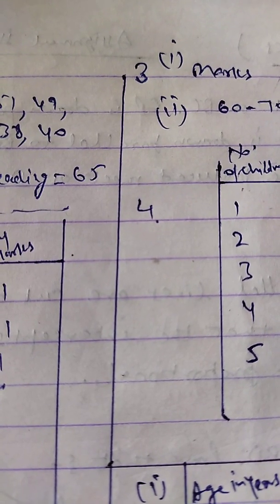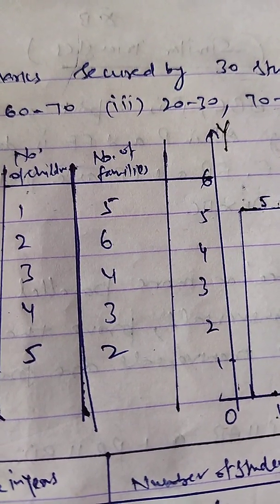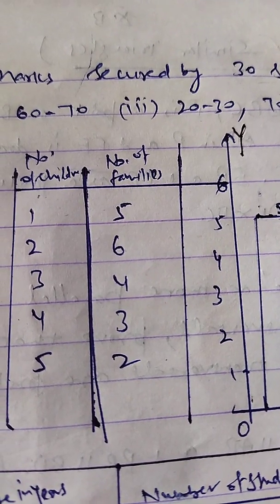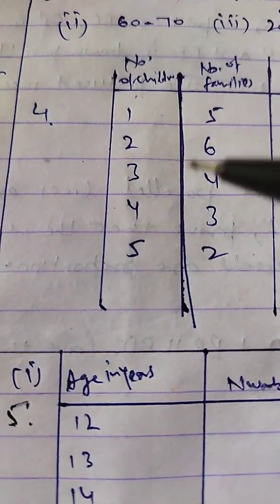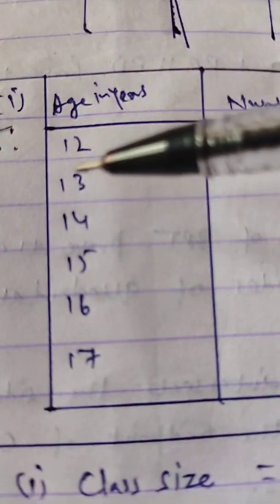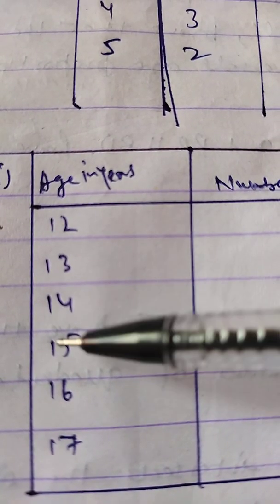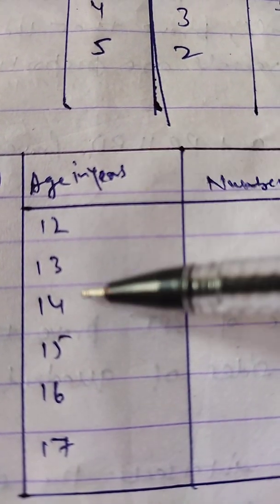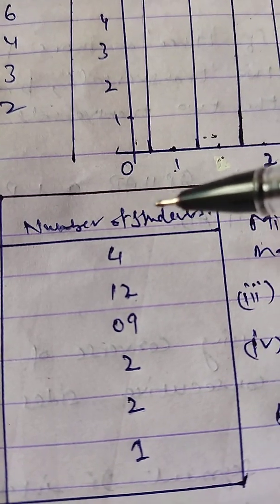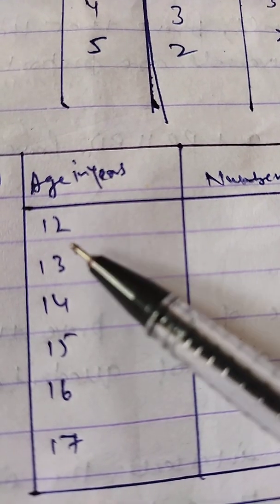Then question number 5, again you read the question carefully. Given below are the ages of 30 students of class 8. Prepare a frequency table for the above data. Again, if you see the list, the reading in your question number 5 begins with 12 and the highest reading finishes with 17. So write the ages in years: 12, 13, 14, 15, 16, 17. These are the ages, and 30 are the students.